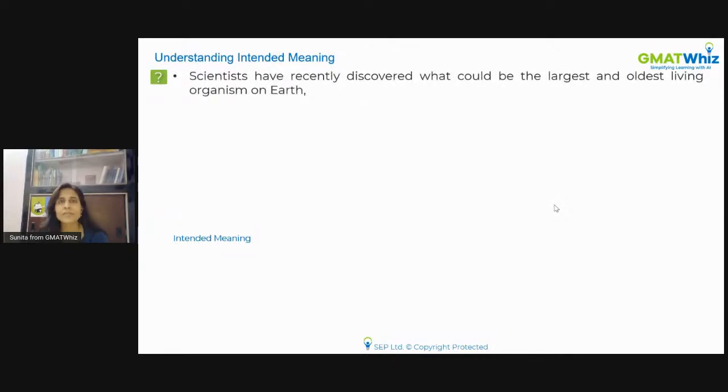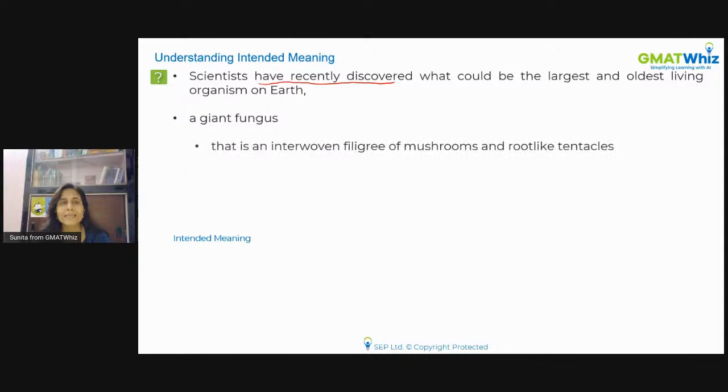Scientists have recently discovered. So we're talking about present perfect here. The subject is scientists. They have discovered something, and what could be the largest and oldest living organism on Earth. So they've discovered something, and this could be the largest and oldest living organism on Earth. A giant fungus. So what have they discovered? A giant fungus. That is, so this "that" is a relative pronoun. It is modifying the giant fungus.